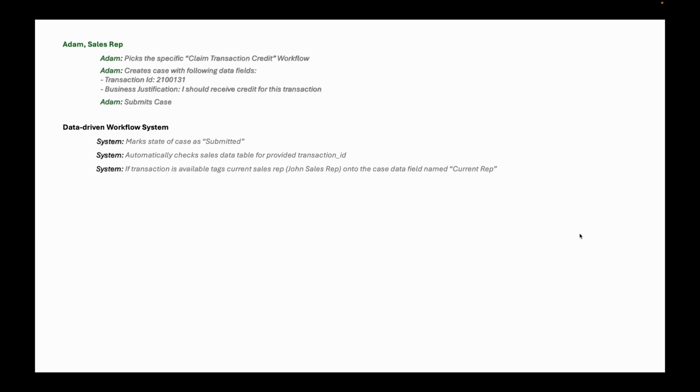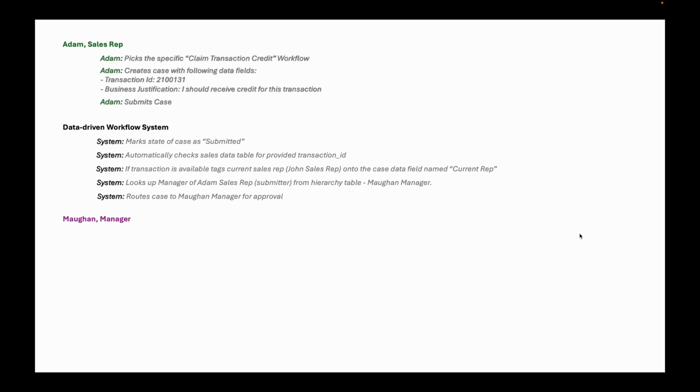If the transaction is available, it tags the current sales rep, that is John sales rep, onto the case data in a field named current rep. Then the system looks up the manager of Adam automatically from some hierarchy table and realizes it's Mon manager. Then it routes that case to Mon manager for approval.